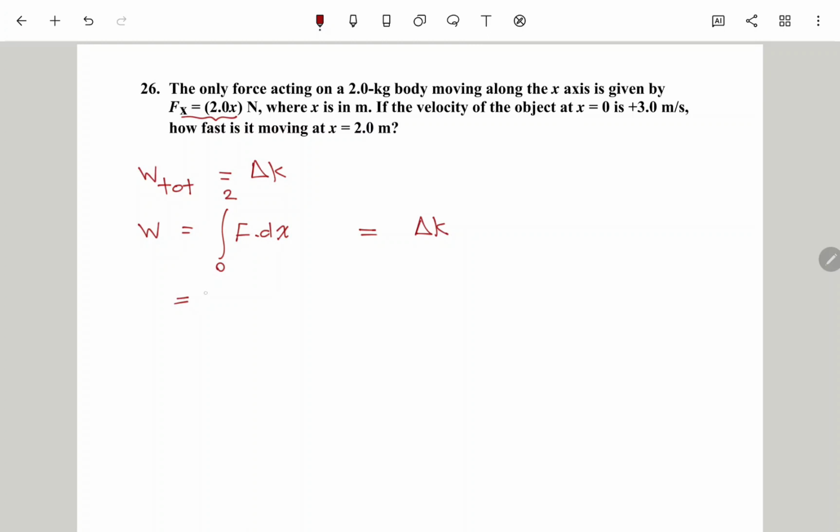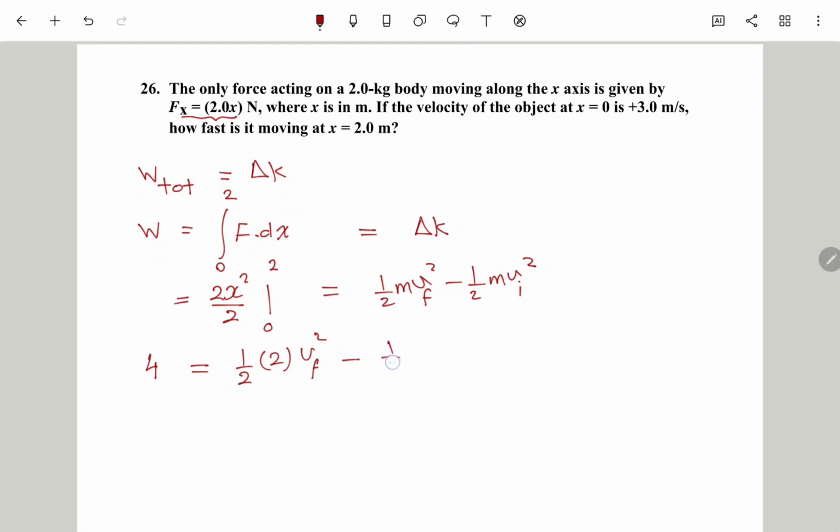You integrate this one, you will get 2x squared, because F actually it's equal to 2x divided by 2 from 0 to 2. This equal to half m V final square minus half m V initial square, or 4 equal to half 2 V final square minus half 2 times 9, V final equal to square root of 13, or in other words equal to 3.6 meter per second.